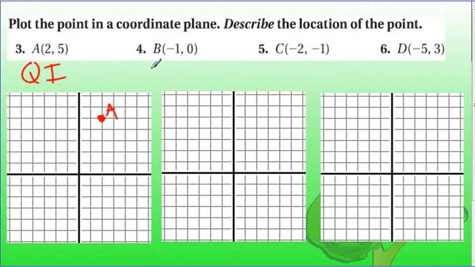Letter B. I'm going to put it on the same graph. I'll just change color. I'm doing green now. So letter B is at (negative 1, 0). Negative 1, 0. So I did not move up and down at all. That's point B. And let's see, that's not in one of the quadrants because it's on this black line. That black line is the x-axis.